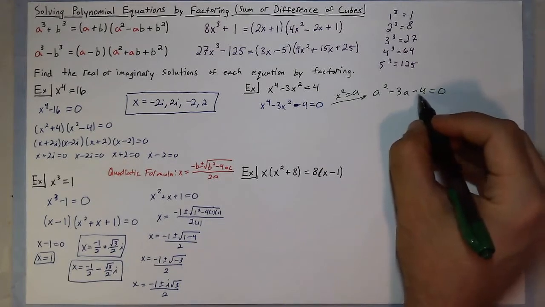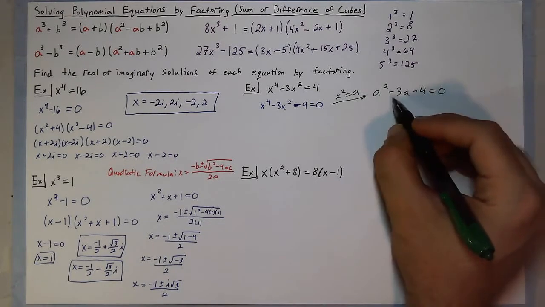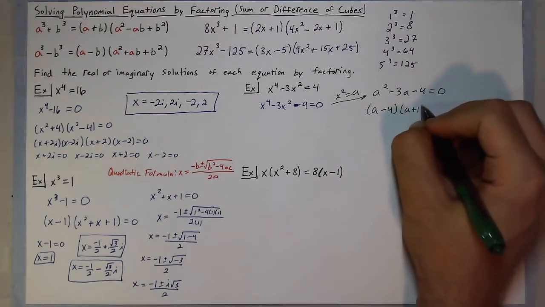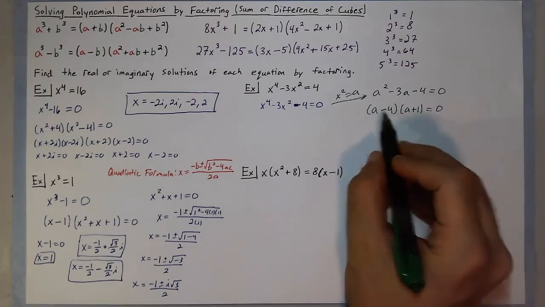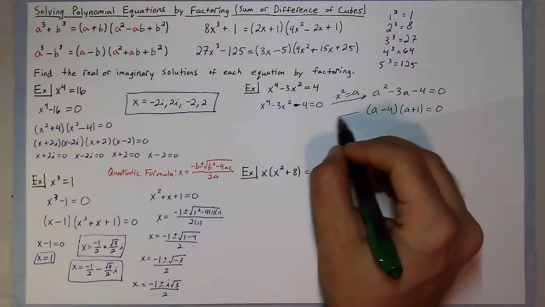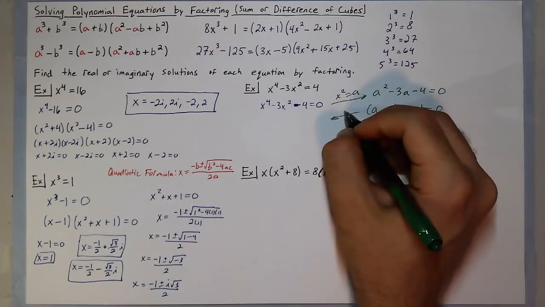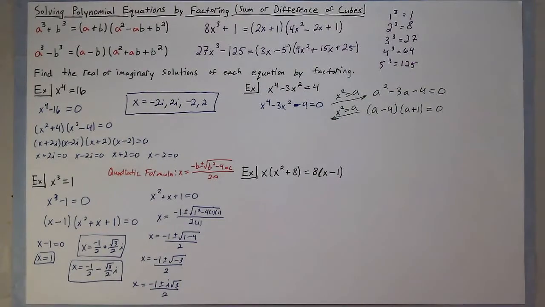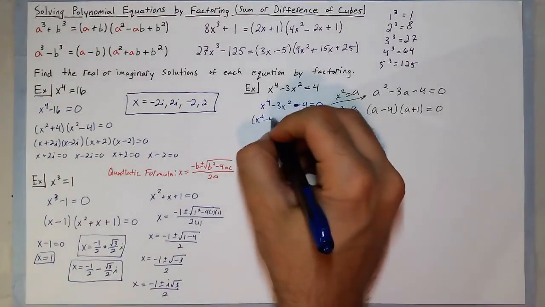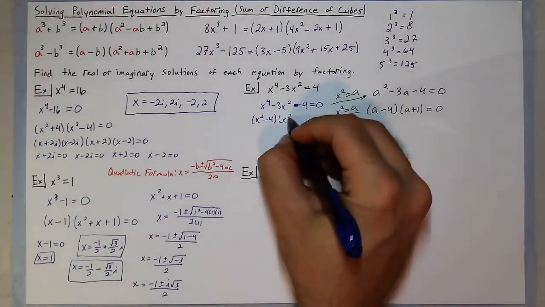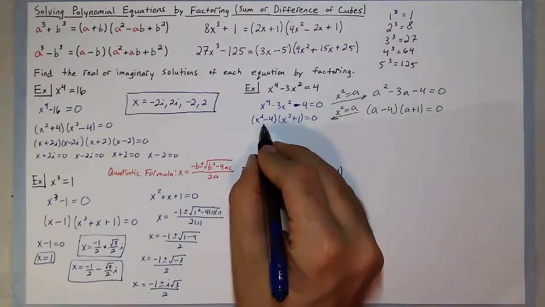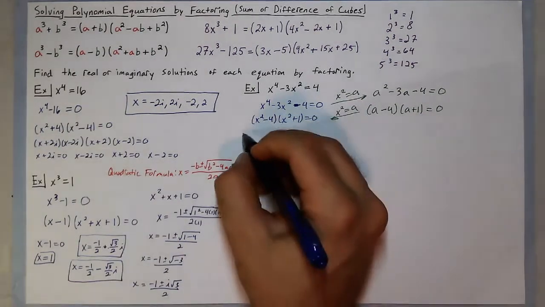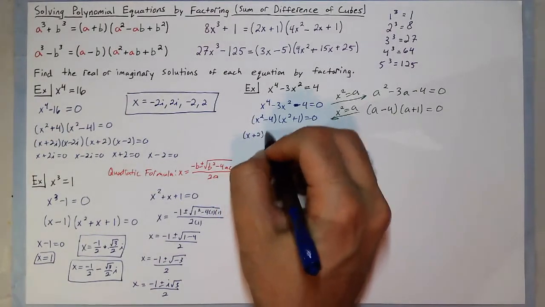Now I'm looking for two numbers that would multiply to negative 4, but then add to negative 3, which would be a minus 4 and a plus 1. So that informs me that this is how the quartic factors, because if I go back and I plug in x squared for a, I'll have x squared minus 4 times x squared plus 1. And I can now factor both of these as well, the same way I did over here. I have difference of squares, so that'll give me x plus 2 times x minus 2.